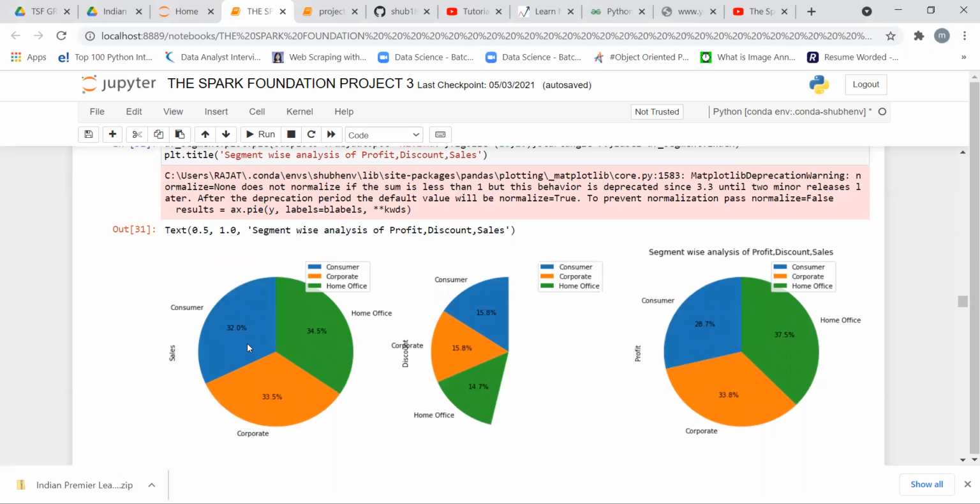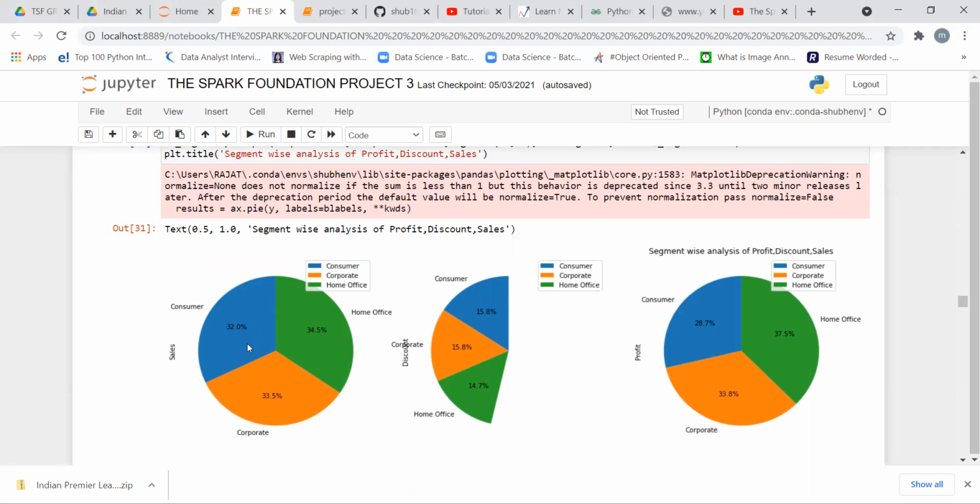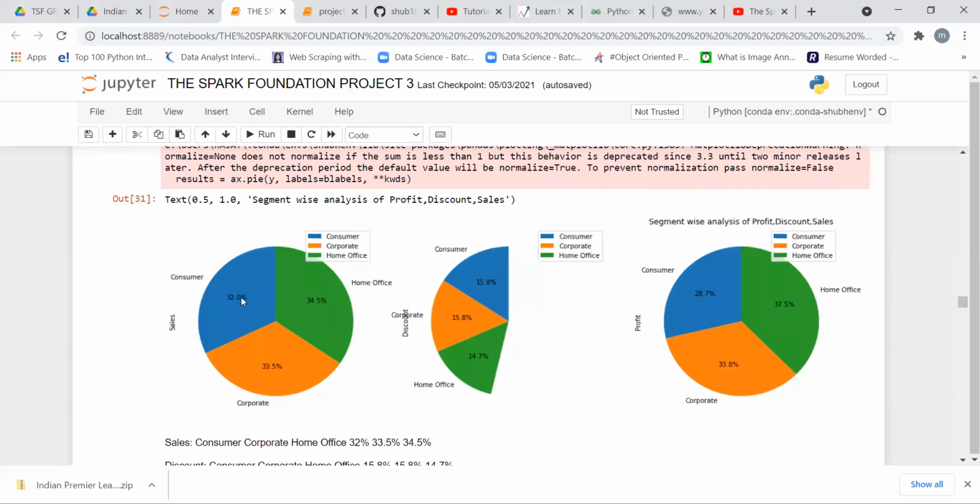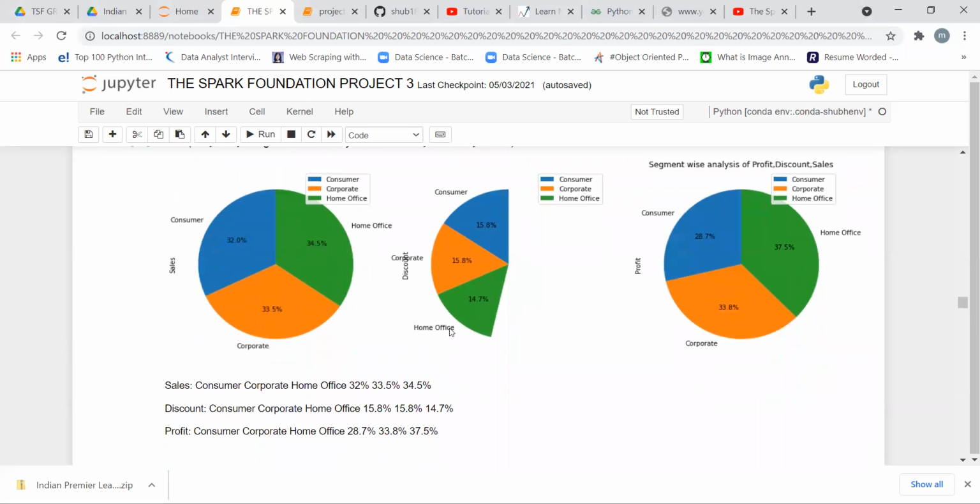So here we can see that consumer is 32%, which means it generates the second largest sales, and first is home office, which generated more sales than corporate. And for discount, we give a larger discount to the consumer and corporate segments.